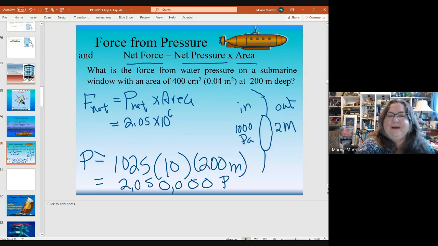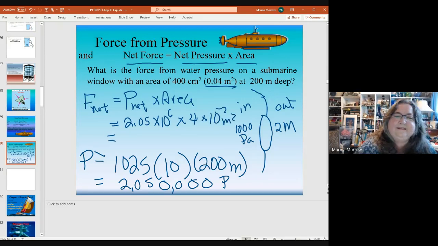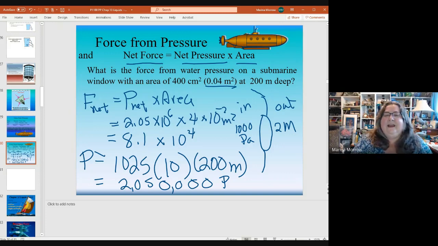And we're multiplying by an area which is 0.04 meters squared. I'm going to make that 4 times 10 to the minus 2. And so what I'm going to get is 8.1 times 10 to the 4th, and that will come out to newtons of force. So it's a huge amount of force. And that's why we don't have windows in submarines, usually.